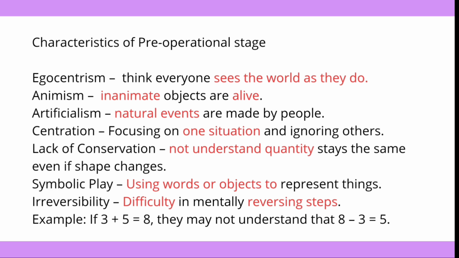Sixth is the symbolic play, using words or objects to represent things. For example, pretending a stick is a sword. Seventh is the irreversibility. In this stage they have a difficulty in mentally reversing steps. For example, if 3 plus 5 equals 8, they may not understand that 8 minus 3 equals 5.